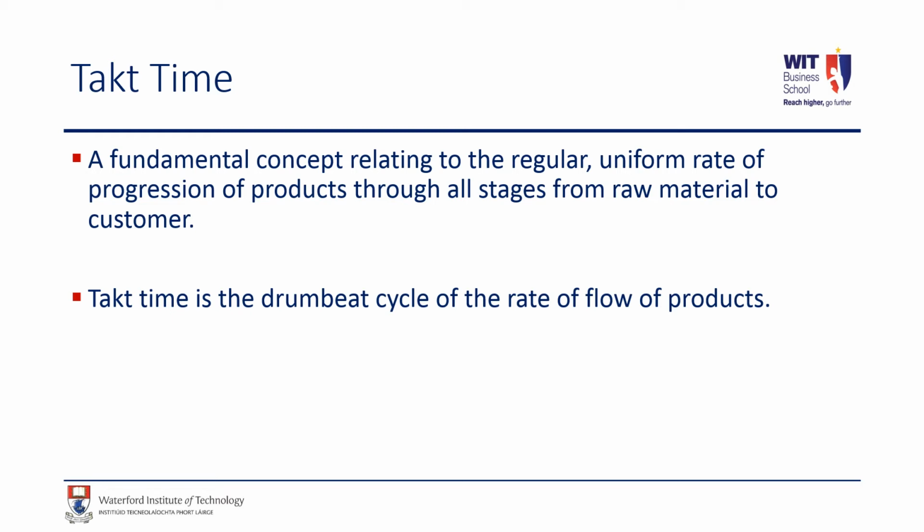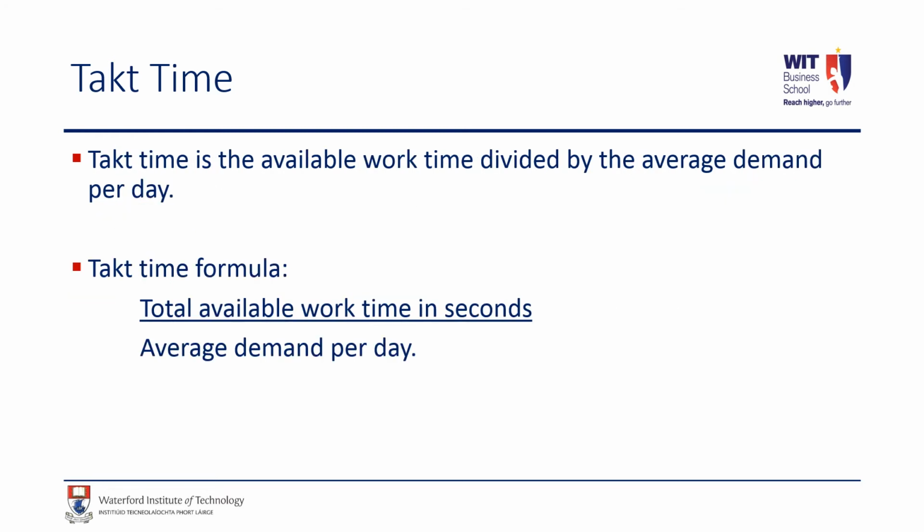So let's have a look at the formula for that. Our takt time is the available work time divided by the average demand per day. So you're looking at the total available work time in a particular day, in seconds, divided by the average demand per day. Now the period of time can change. It could be done on a weekly basis or a monthly basis. But for this example, we're just taking a day as the unit of time.